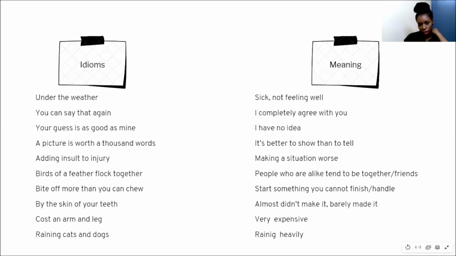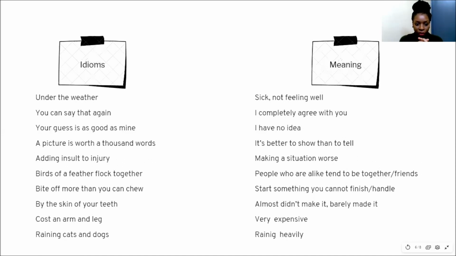Adding insult to injury is when you do something bad to someone, or you create a situation that's really bad, and then you do something else and you just make it worse. When you first did something bad and then you add something else that's bad and makes the situation completely wrong, you say that it's adding insult to injury.